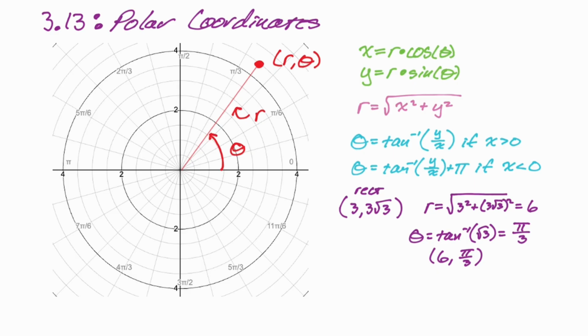Instead of saying it is 6 pi over 3, what we could do is rotate to face not pi over 3, but 4 pi over 3. So we're going to rotate pi, right? Just instead of facing pi over 3, add pi to that. Now you're facing 4 pi over 3. Instead of going forward into the third quadrant, go backwards 6 units. This is equivalent to negative 6 comma 4 pi over 3.